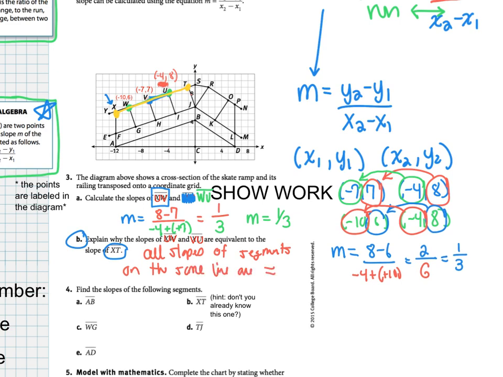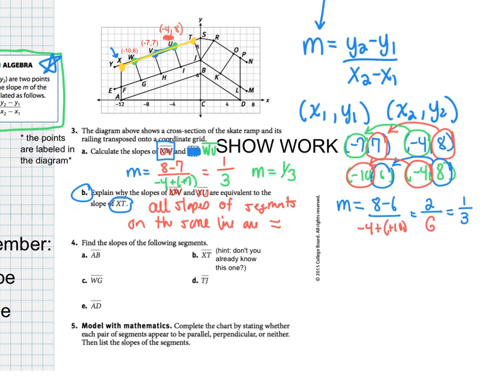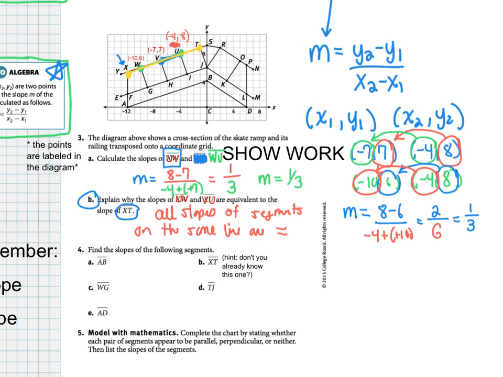Okay, so now let's look at a couple of other slopes in this diagram. First one we want to look at is the slope of AB. If we find AB, A is here, B is way over here, and our first step is correctly identifying the ordered pairs. Point A has an x value of -12 and a y value of 0. Point B has an x value of 0 and a y value of 4. So we're going to find the slope for number 4A. We're going to find the slope between (-12, 0) and (0, 4).